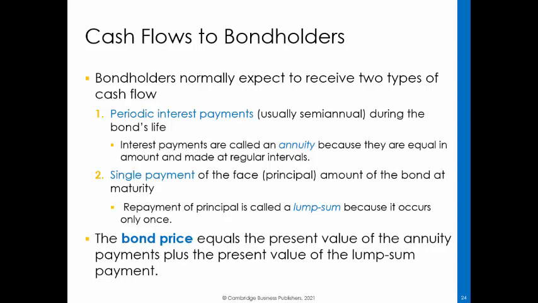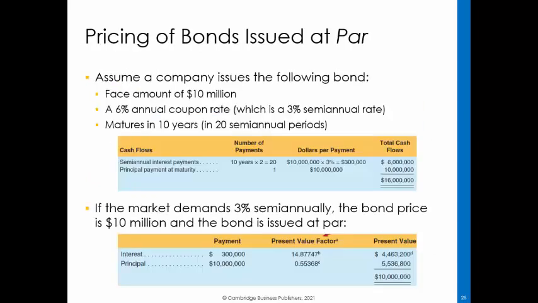The bond price equals the present value of its periodic interest payments plus the present value of the single payment. The present value of the future payments determines the amount that the seller receives. If the coupon and market rates are the same, then the bonds will be issued at par.